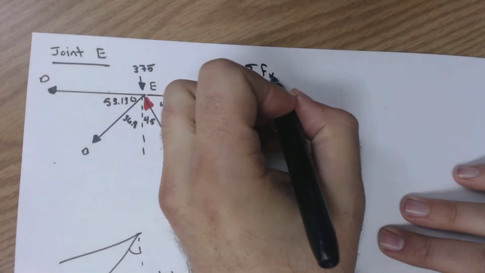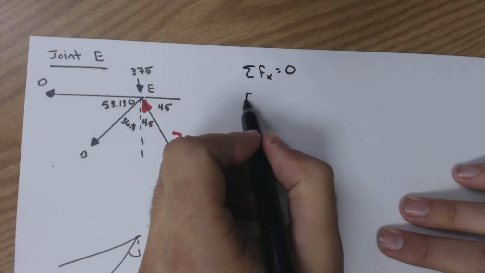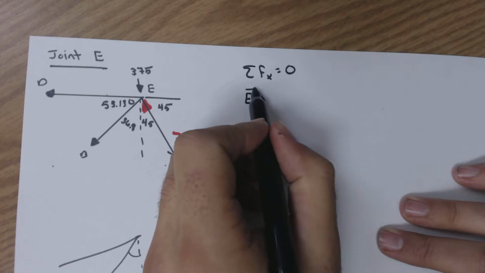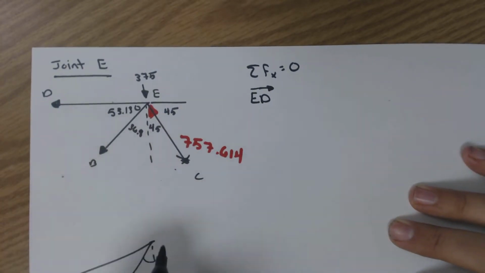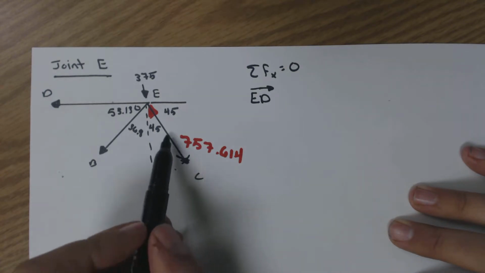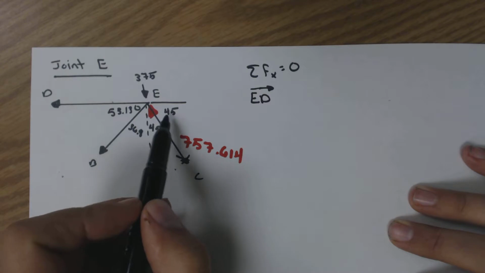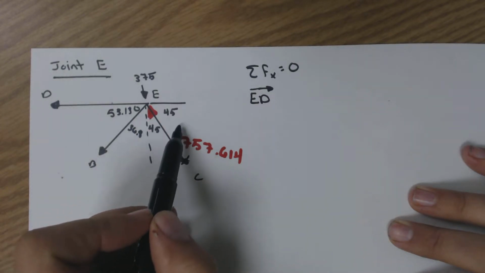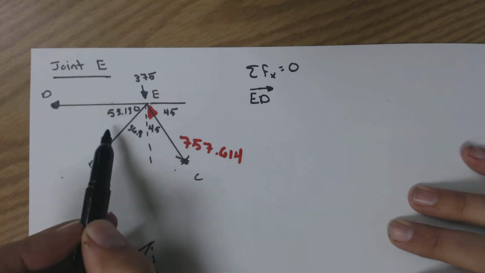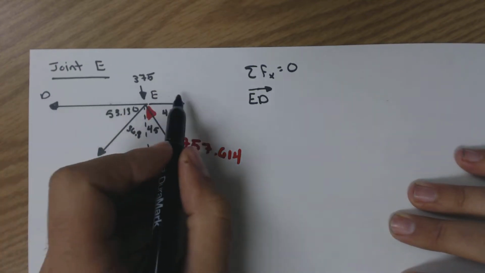The sum of my forces in x must equal 0. I have the vector E to D. That's regular E to D. There's no x and y component of that. I have the x component of this vector. If I reference my x-axis, so if I'm using this angle up here, I can still use cosine for my x's. Same thing over here. That's why I like to reference this horizontal axis.